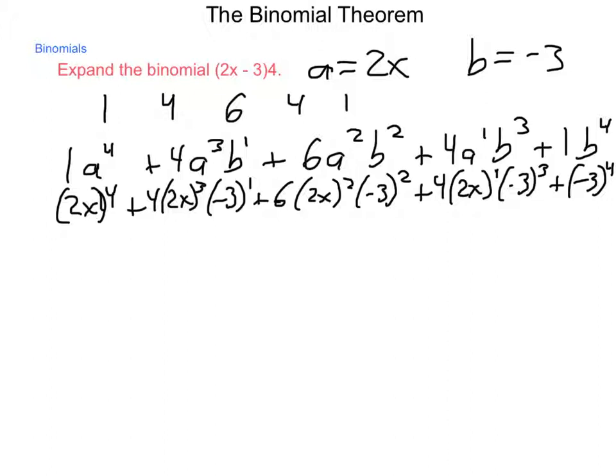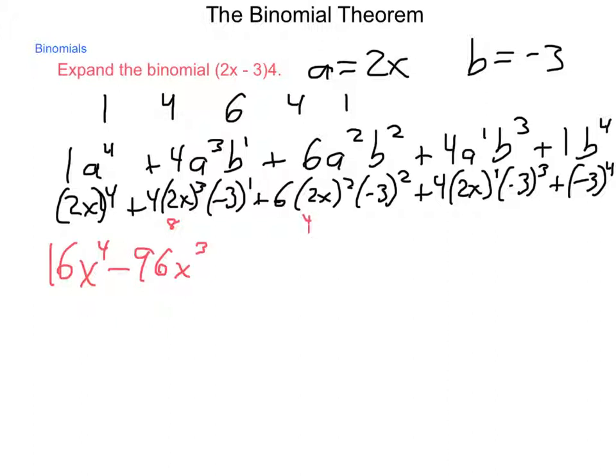Then we start simplifying this. And remember, when we have the quantity 2x to the 4th, that means everything there is being multiplied 4 times. So it's like saying 2 to the 4th x to the 4th. 2 to the 4th is 16. So we come out with 16x to the 4th. Next, if we have 2x cubed, 2 cubed is 8. And then we have 4 times 3 is 12. 8 times 12 is 96, and it's negative. So we have a negative 96x cubed.